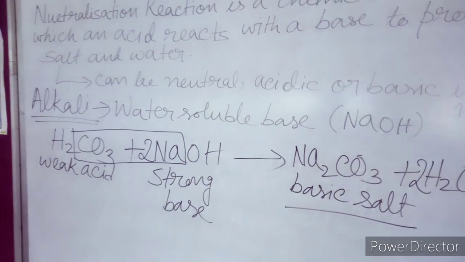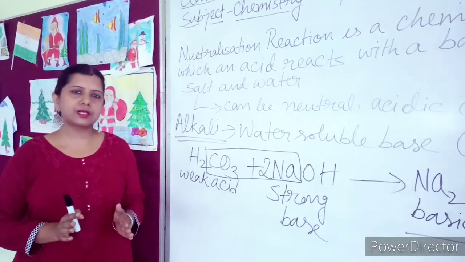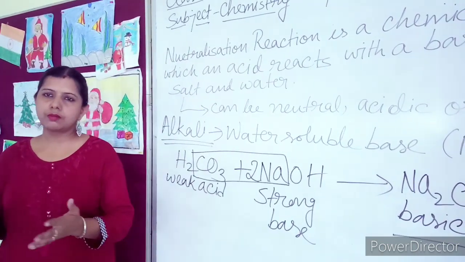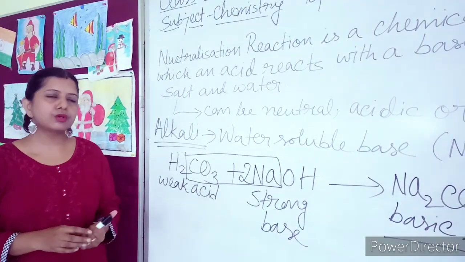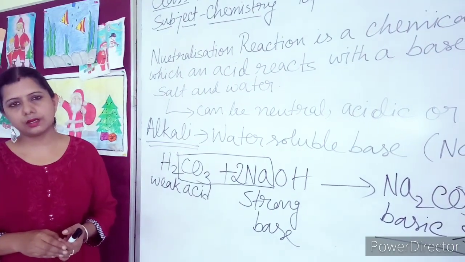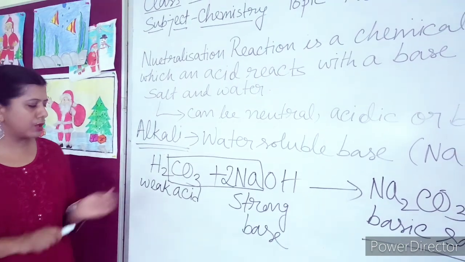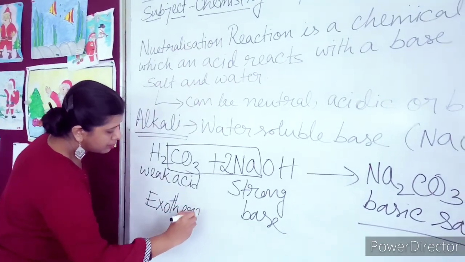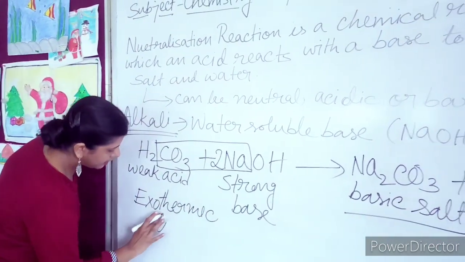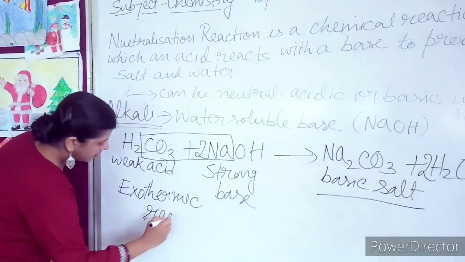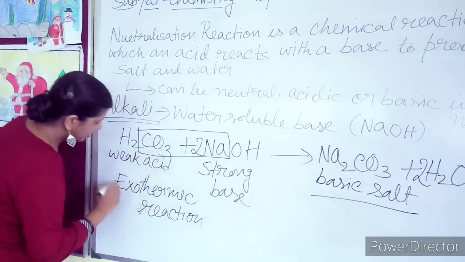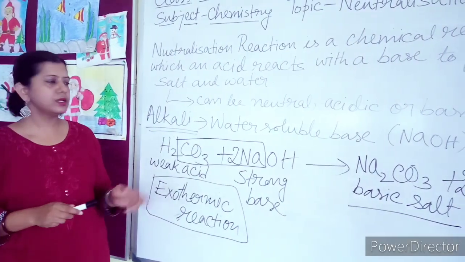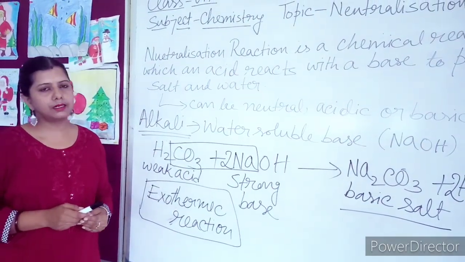Another point I want to discuss, that is neutralization reaction. Whatever may be strong acid, strong base, weak acid, strong base, weak base, strong acid, some amount of heat is produced due to neutralization reaction, and that is why it is also known as exothermic reaction. Exothermic reaction means the reaction in which heat energy is released. So neutralization reaction is also one example in which heat energy is released.